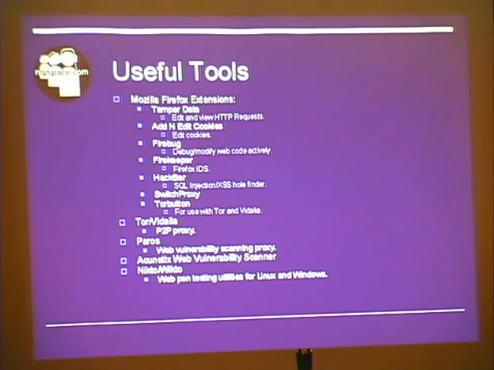Acunetix web vulnerability scanner, which if I'm not mistaken actually costs money, but the demo worked great. So I tried it out for a couple things and it was good. And Nikto and Wikto, which are web pen testing utilities for Linux and Windows, and it's sort of like Paros, except you don't run it like a proxy. You just sort of run it against the site. It works well, though. They're good.